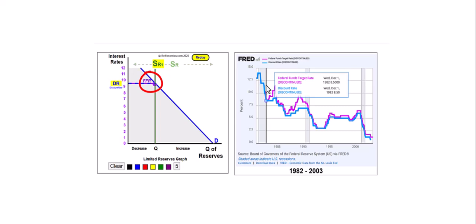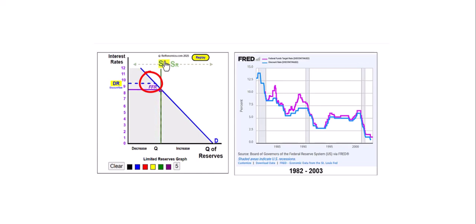So the federal funds rate moves with the supply of reserves. If the Fed purchases bonds from commercial banks, this increases the amount of excess reserves in banks, and banks can lend those excess reserves out. This has shifted the supply curve to the right, causing the federal funds rate to go down. And then what happens is the FOMC lowered the discount rate to 8.5%. So the first thing that changes is the federal funds rate.